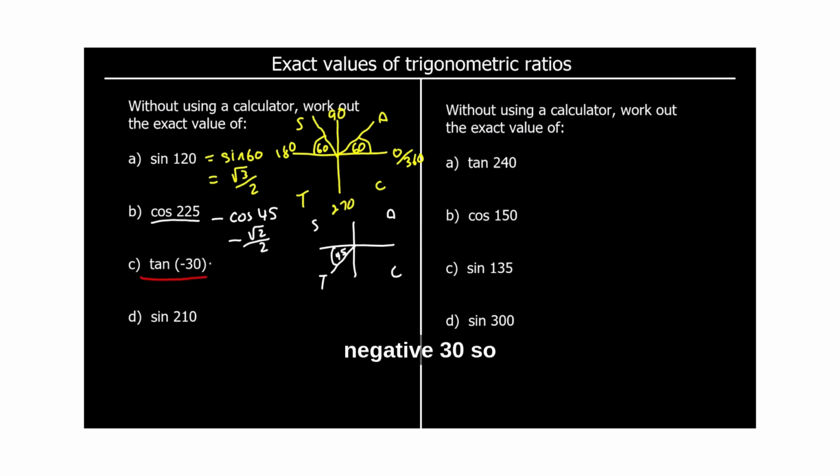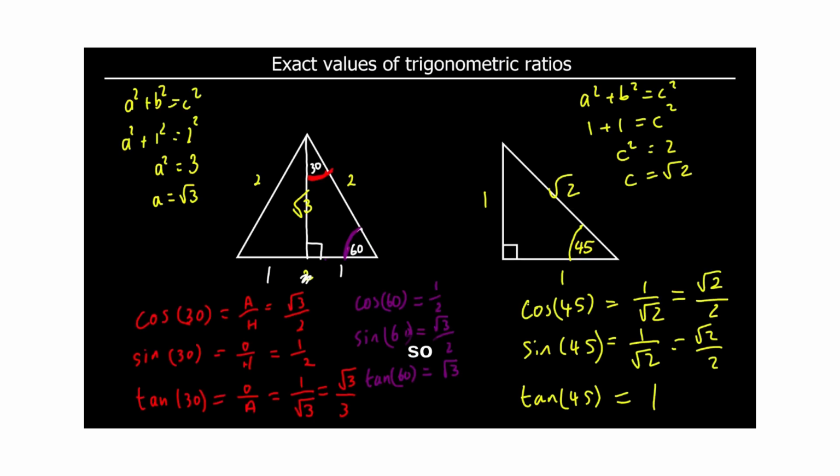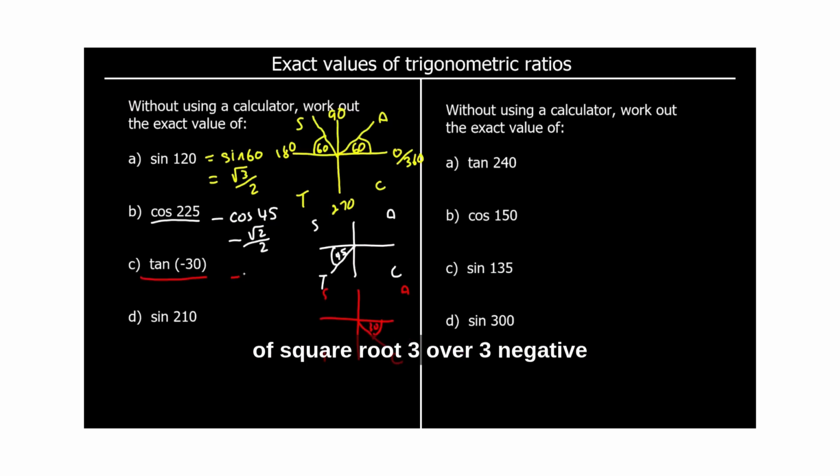Tan negative 30. So negative 30 is here. 30-degree angle with the x-axis. And tan is negative in this quadrant. Only cos is positive, so tan is negative. So it's a negative version of tan 30. So it's a negative version of square root 3 over 3. Negative square root 3 over 3.